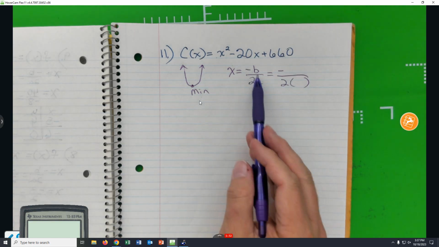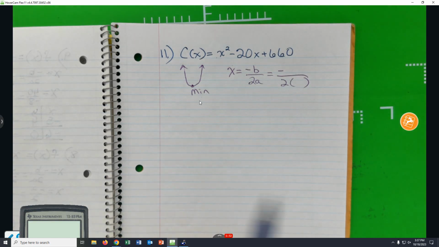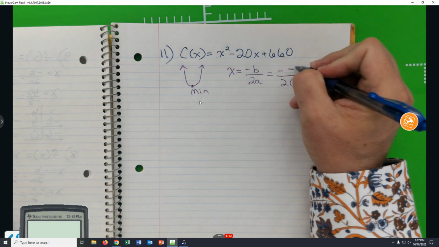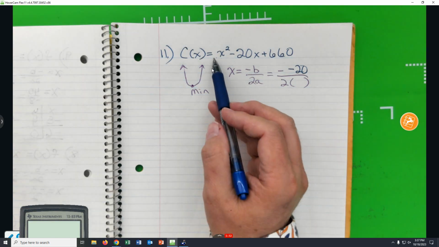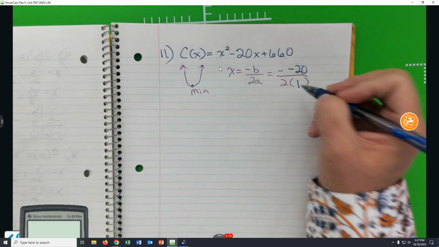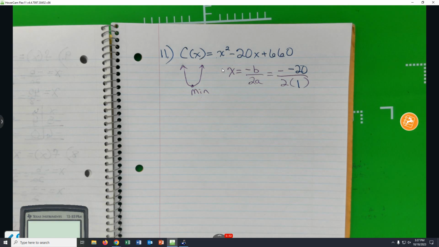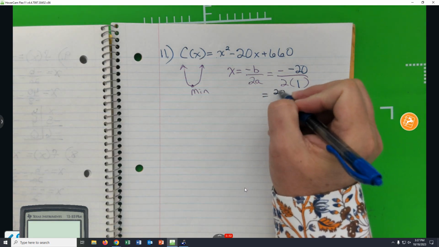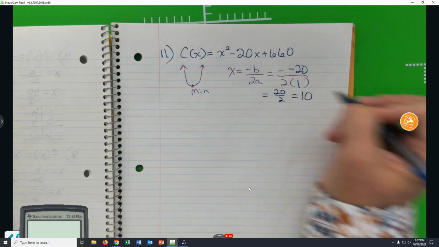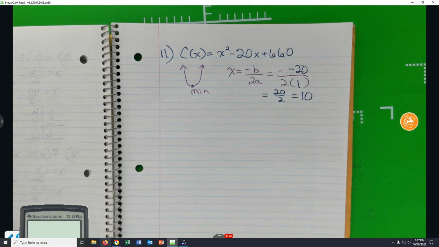What's B? Negative 20. What's A? A is positive 1. Watch out for those double negatives. What's that going to give us? Positive 20 over 2, which reduces to 10. Is that $10? Is that saying her cost?